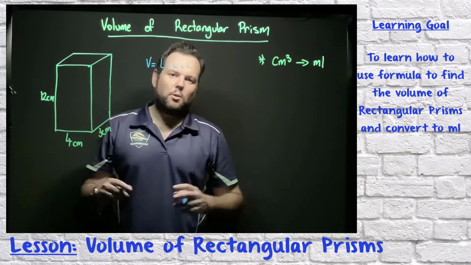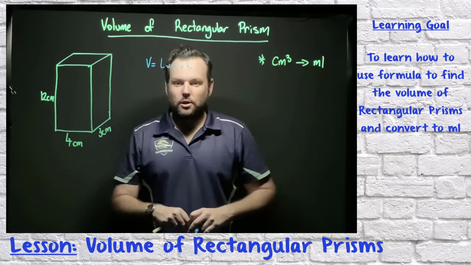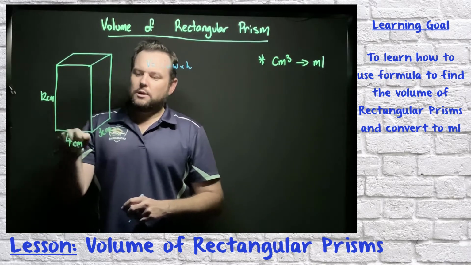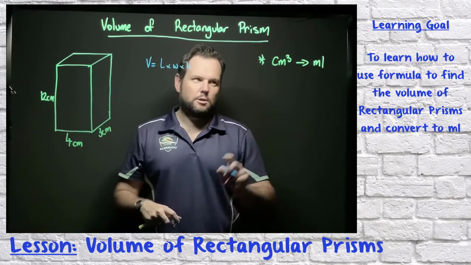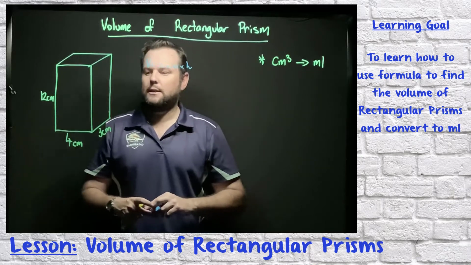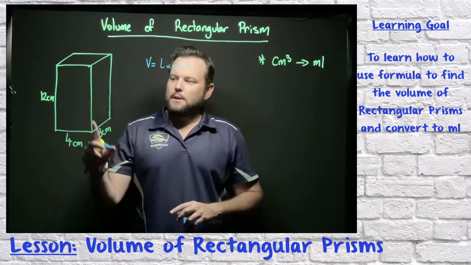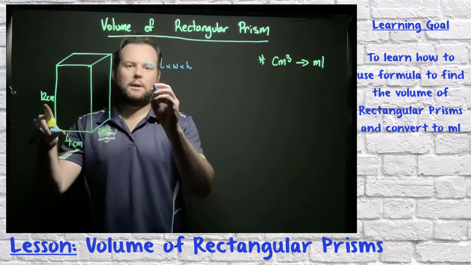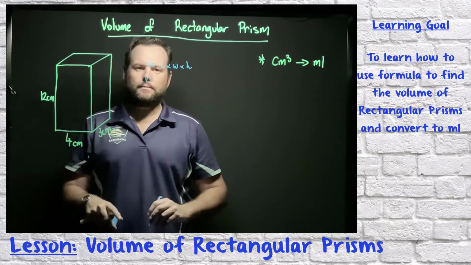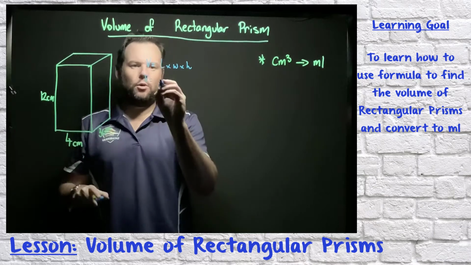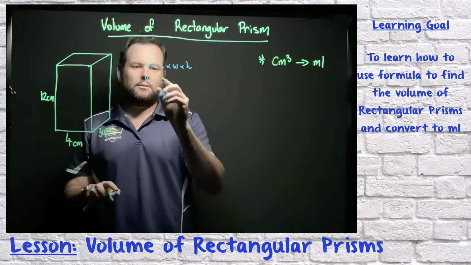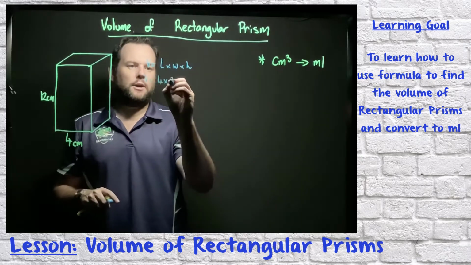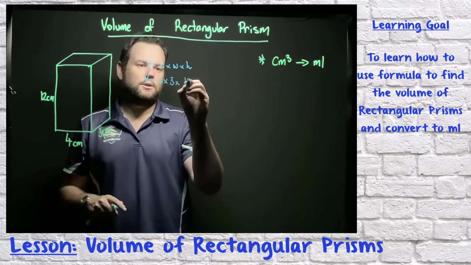Now remember, with some questions, they may have different units that you have to convert first, okay? And I always like to do these questions in centimetres cubed, and I'm going to talk about that a little bit at the end, okay? With this question here, my measurements are as follows. My length is 4, my width is 3, and my height is 12.